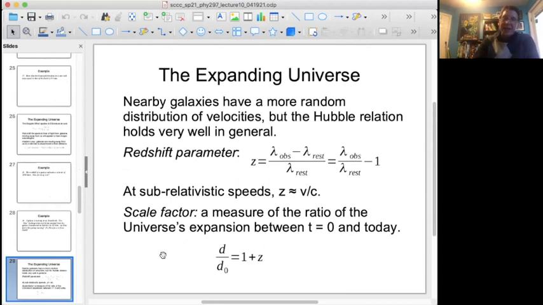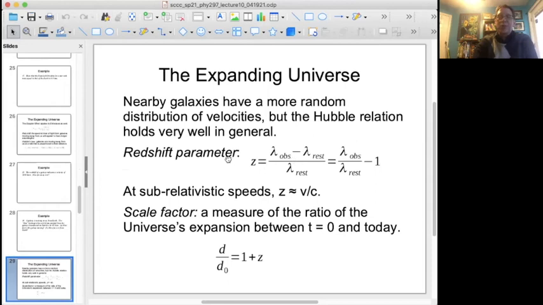So again, nearby galaxies have a more random distribution of velocities. Like I said, Andromeda is approaching us. But the Hubble relation holds very well in general. If you look at other clusters of galaxies, maybe the relative velocities are shifted a little bit, but that shift is small compared to the velocity with which the cluster as a whole is moving away from us.